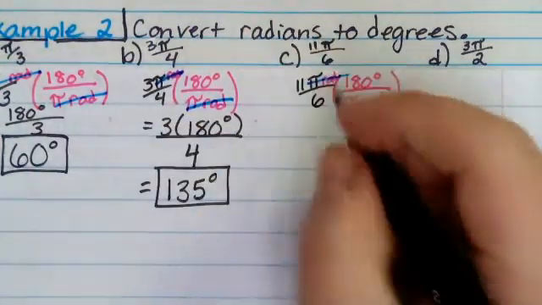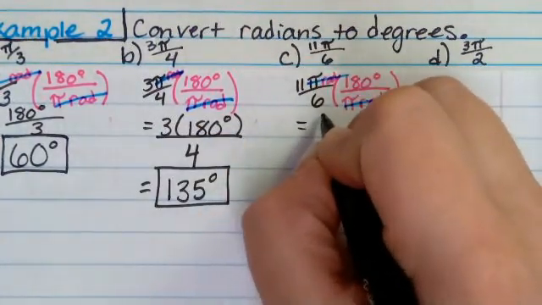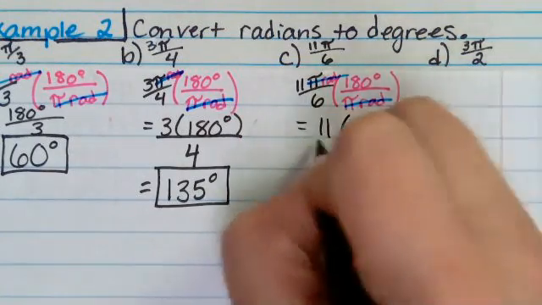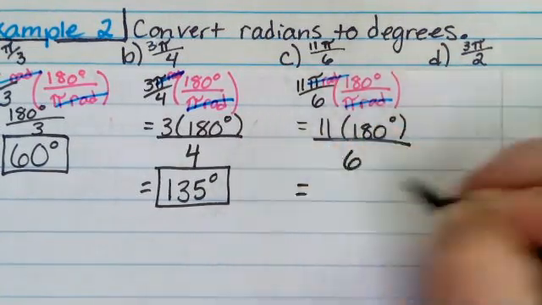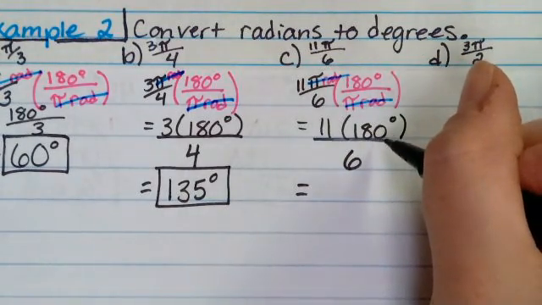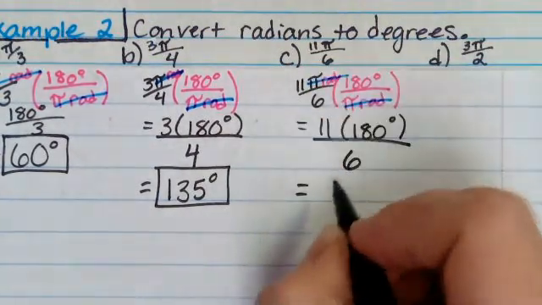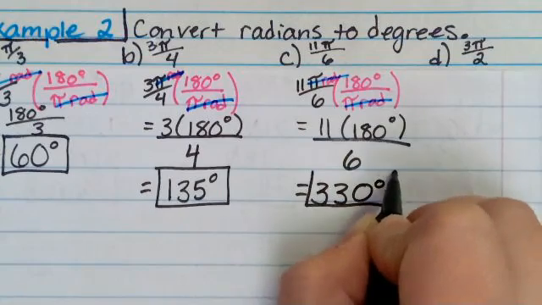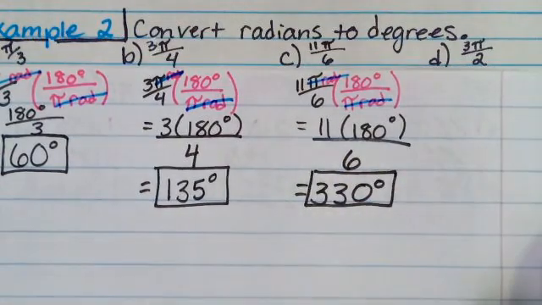Those units cancel out, so really we should be multiplying 11 times 180 degrees and dividing that by 6. All right, what I did is I said 6 goes into 180 30 times. 30 times 11 is going to be 330. All right, we got one more.